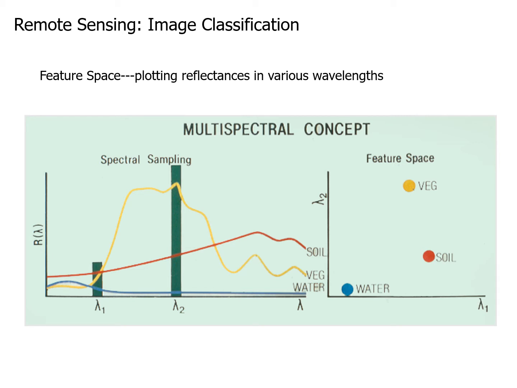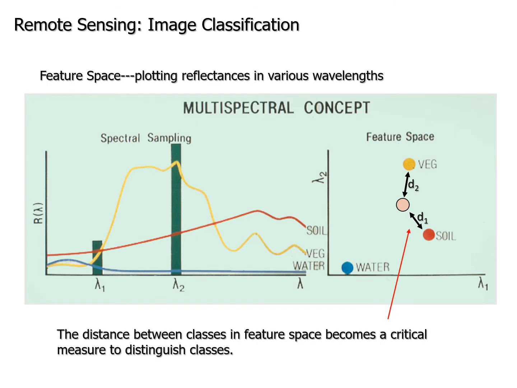So these are two complementary ways of looking at the spectral qualities of particular pixels, or these could be averages for a given class. They can represent different things. In this case, we're going to think about them as individual pixels.